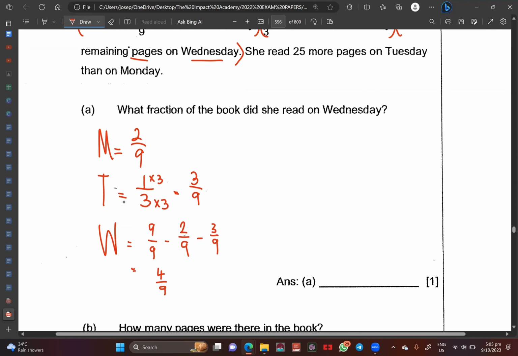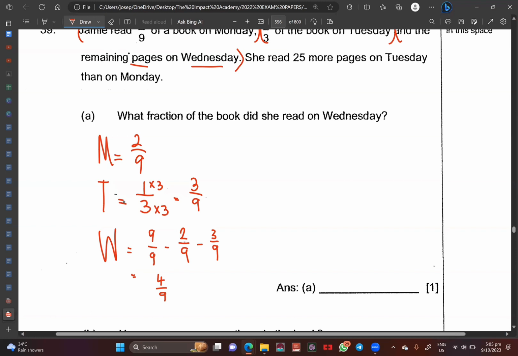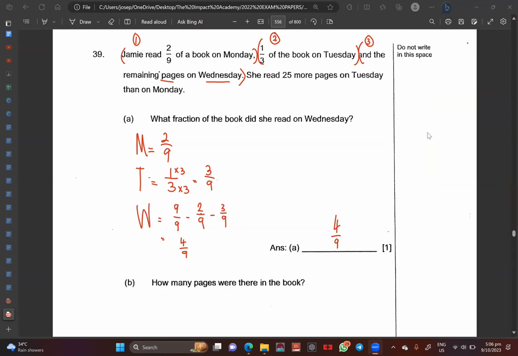You see, you didn't even realize that I'm answering the question, isn't it? You know why? Because I never care about my answers. I only care about what I am going to do for each sentence. Then I check, hey, I got my answer already. Now, what fraction of the book did she read on Wednesday? Done. Do I need to further simplify? No. Can you understand?